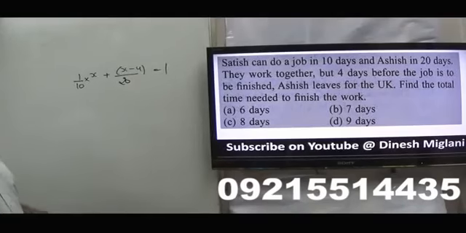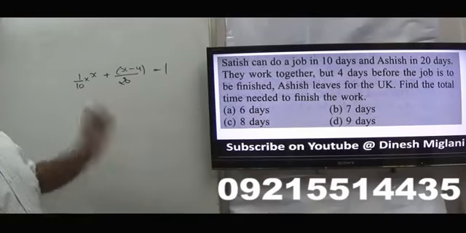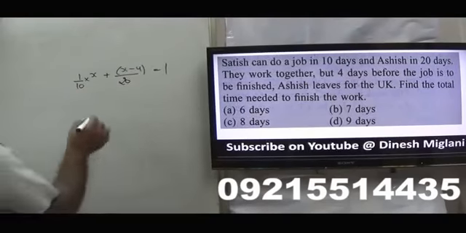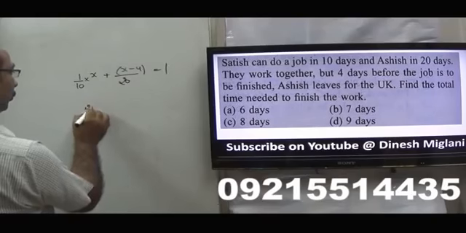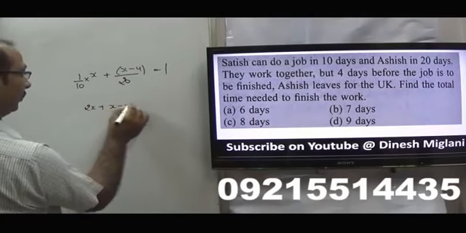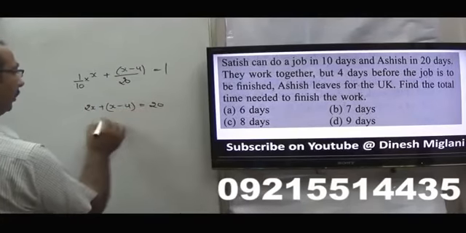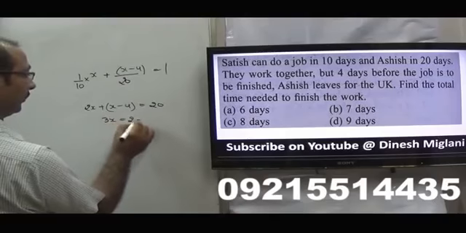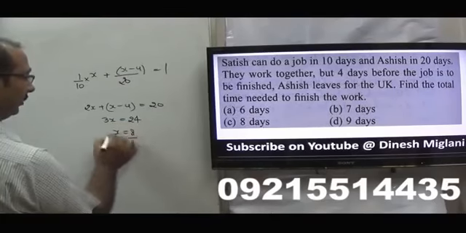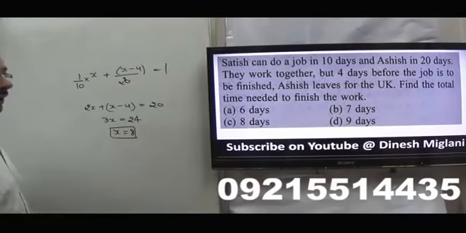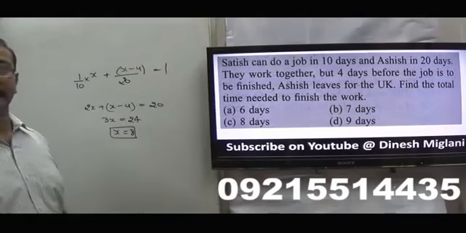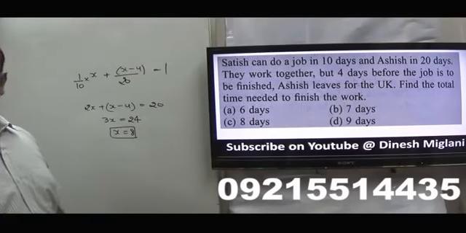What we have done: Satish's one day work is 1 by 10, Ashish's is 1 by 20. Satish worked for x days and Ashish worked for x minus 4 days. Just solve it. The LCM would be 20, so 2x plus x minus 4 equals 20, or 3x equals 24, or x equals 8. So the total time taken by them to finish the work is 8 days. So I can say C is my answer.